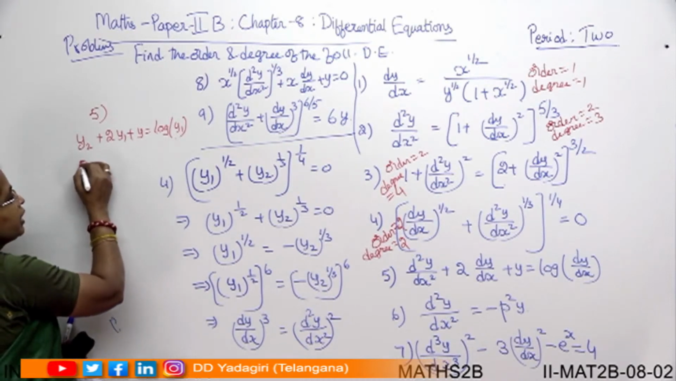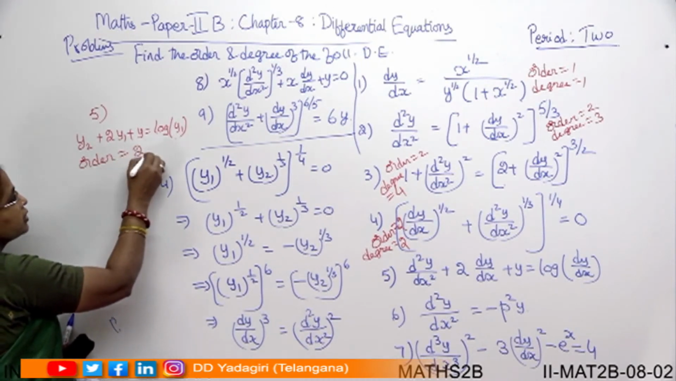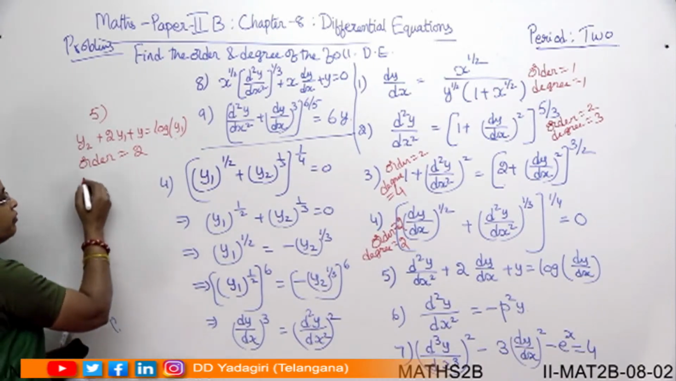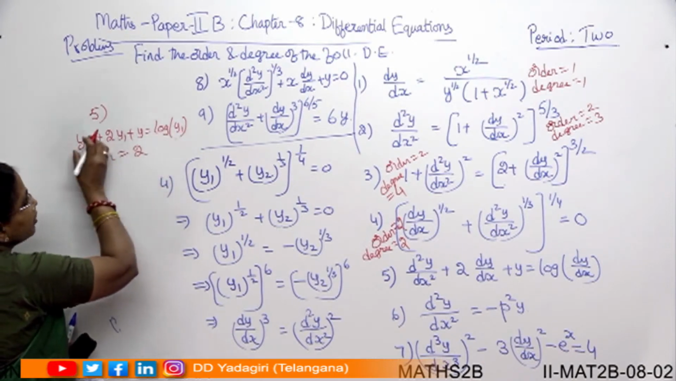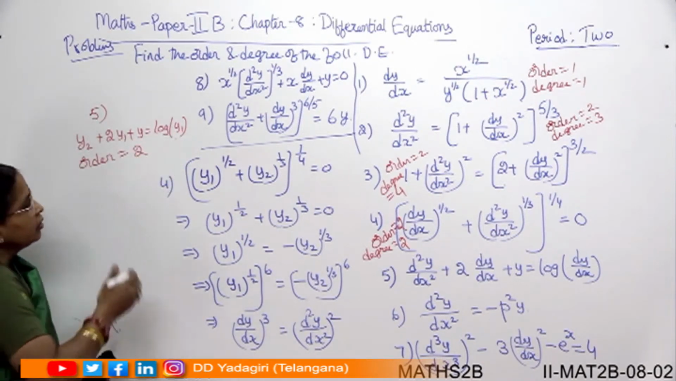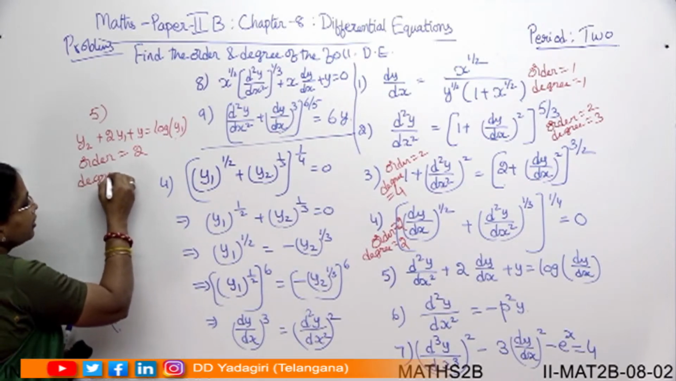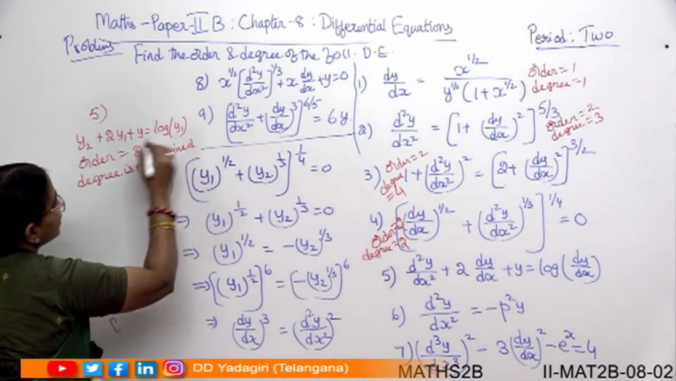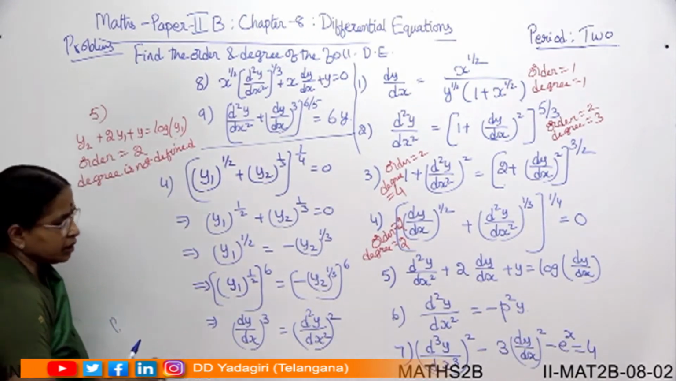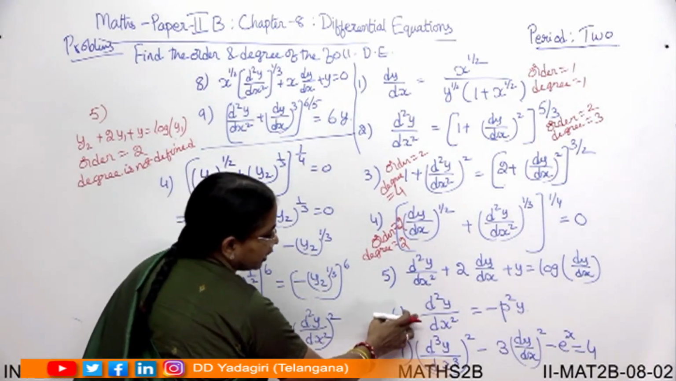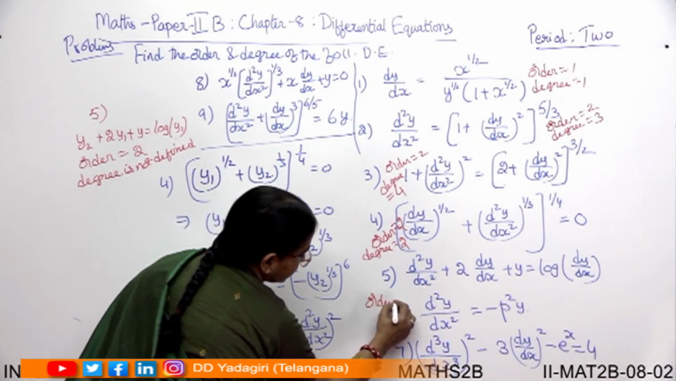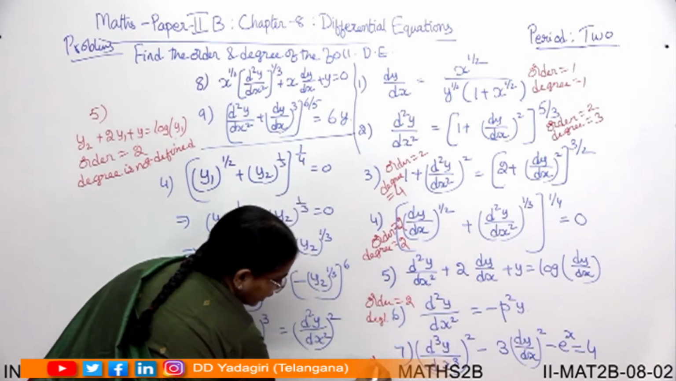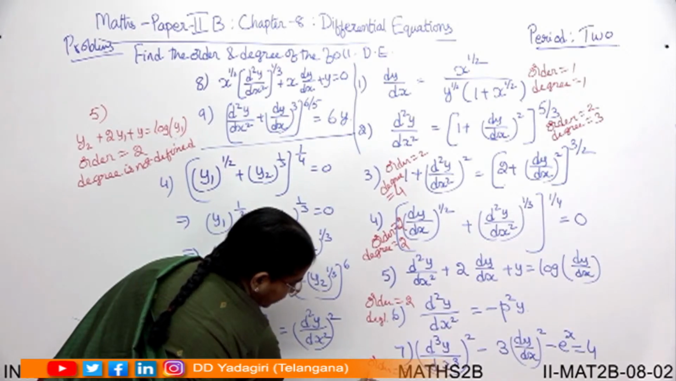So order wise you can write the order as 2, because you have d square y by dx square. But the degree you cannot find out, because to remove this, what will be the power, that we cannot find out. So here the degree is not defined. We say that the degree is not defined for this equation. Okay, here it is direct. Order is 2 and degree is 1. Here order is 2 and degree is 1. Here order is 3 and degree is 2.